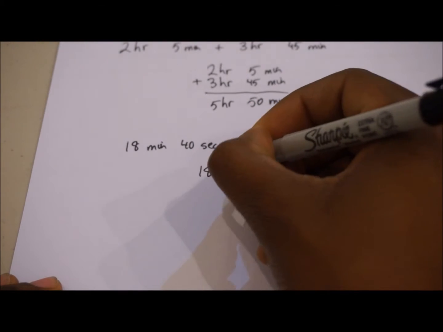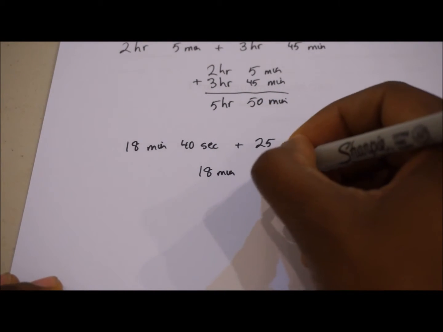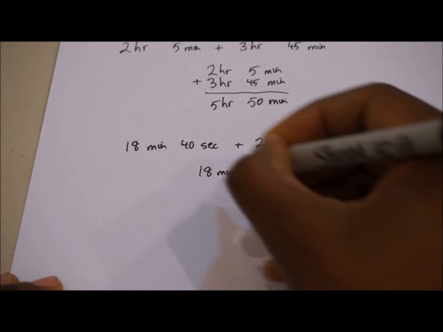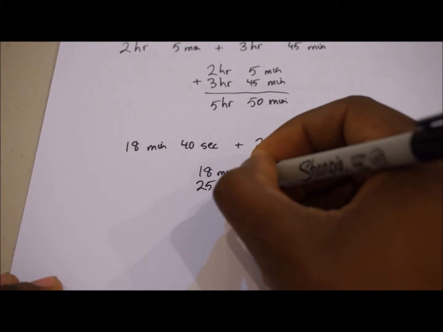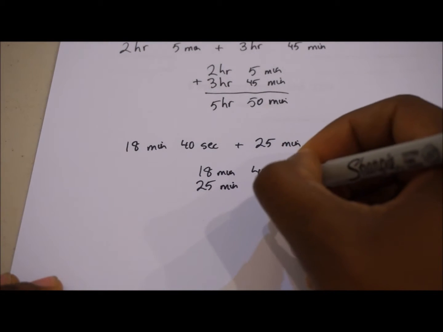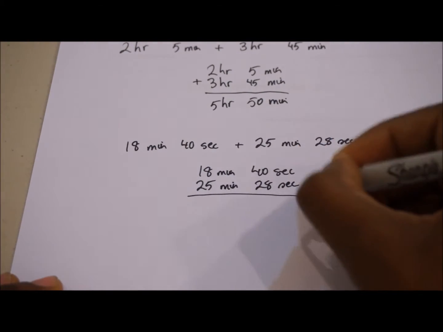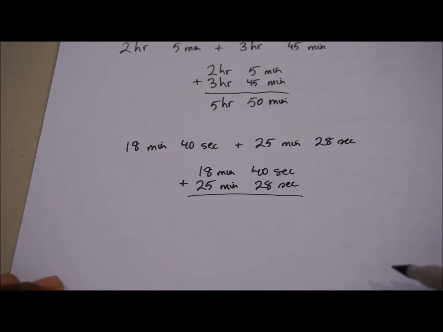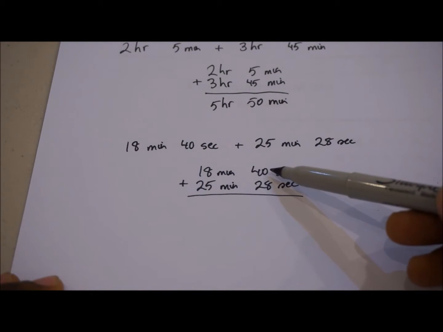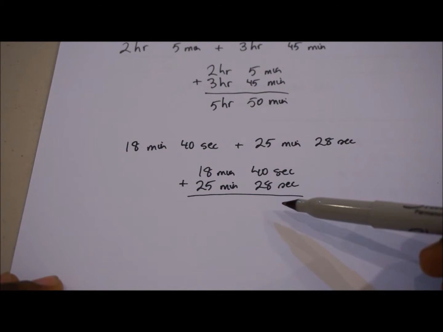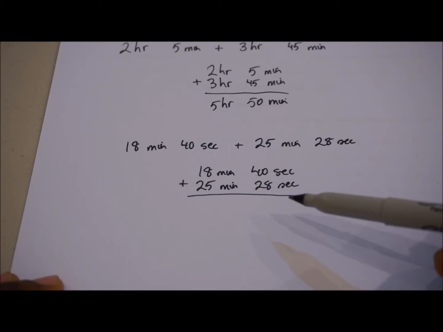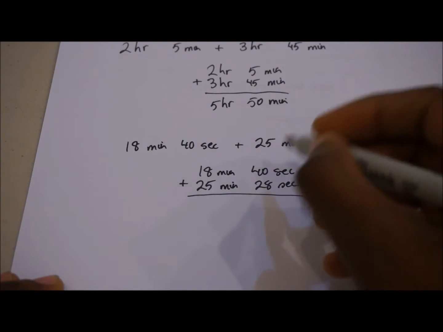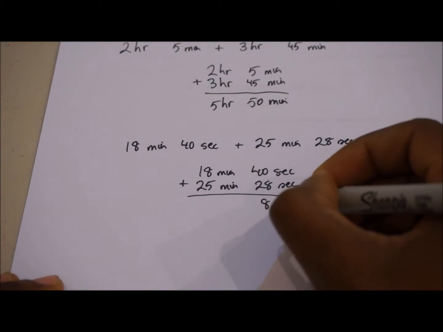18 minutes, 40 seconds, 25 minutes, 28 seconds. And I go ahead and I add. Now notice what happens here. If I add 40 seconds to 28 seconds, I get 68 seconds. Recognize that 68 seconds is 1 minute and 8 seconds left back. Therefore, the 8 seconds that is left back, I will write down that 8 seconds.